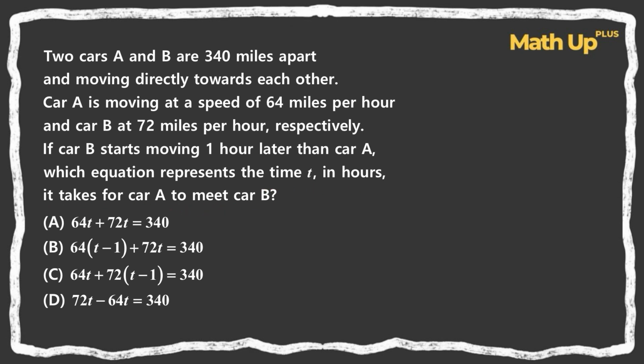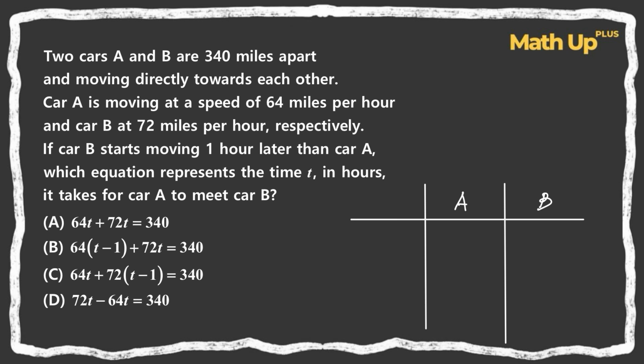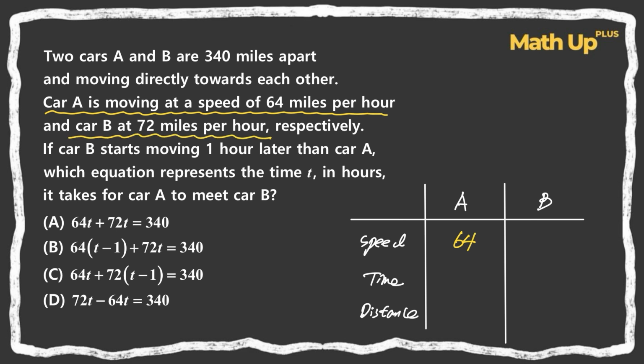Okay, for the speed problem, always make the table. Here we have car A and this is car B. For the speed problem, we always have a speed, time, and distance. Here car A is moving at a speed of 64 miles per hour. So speed of A is 64, car B at 72 miles per hour, so this is 72.